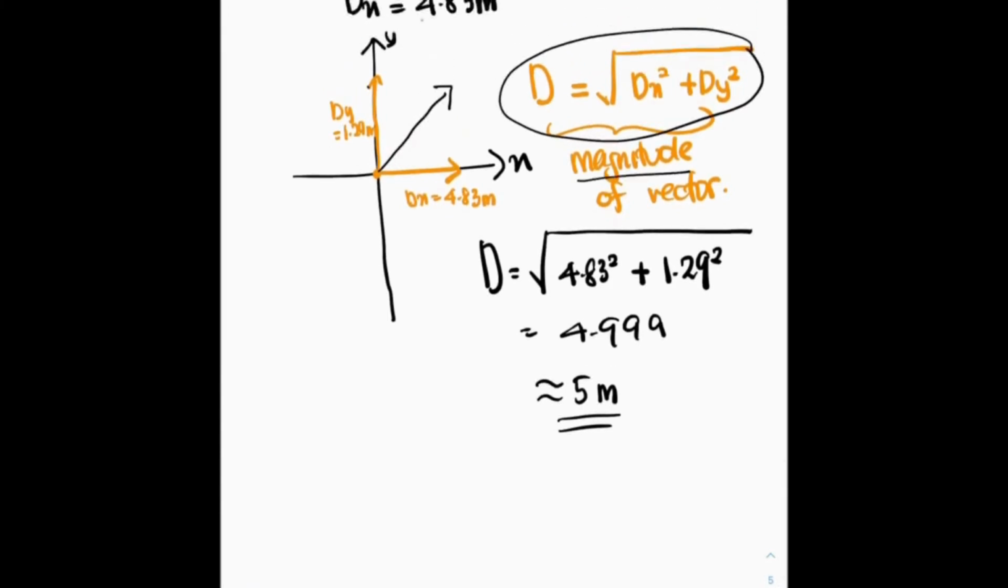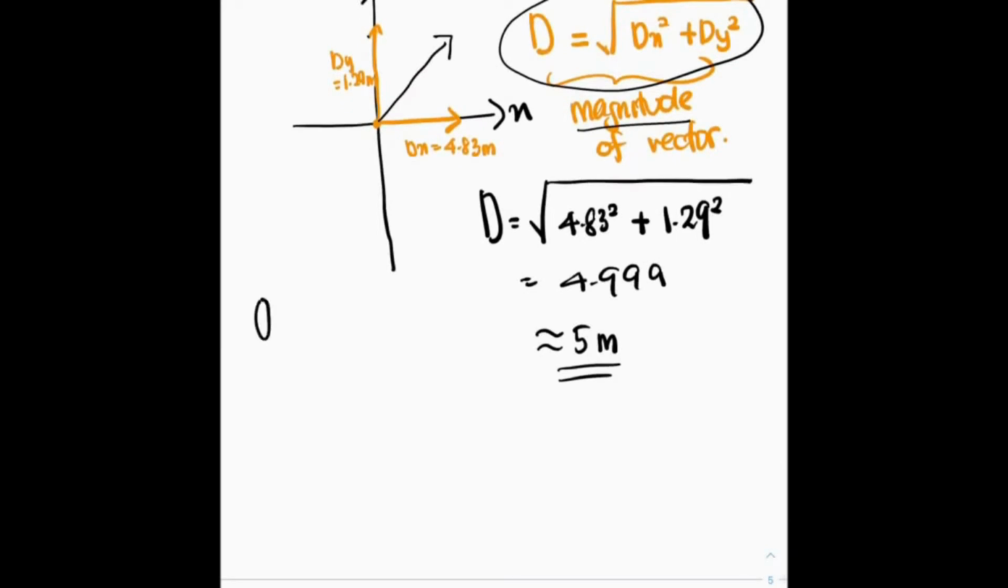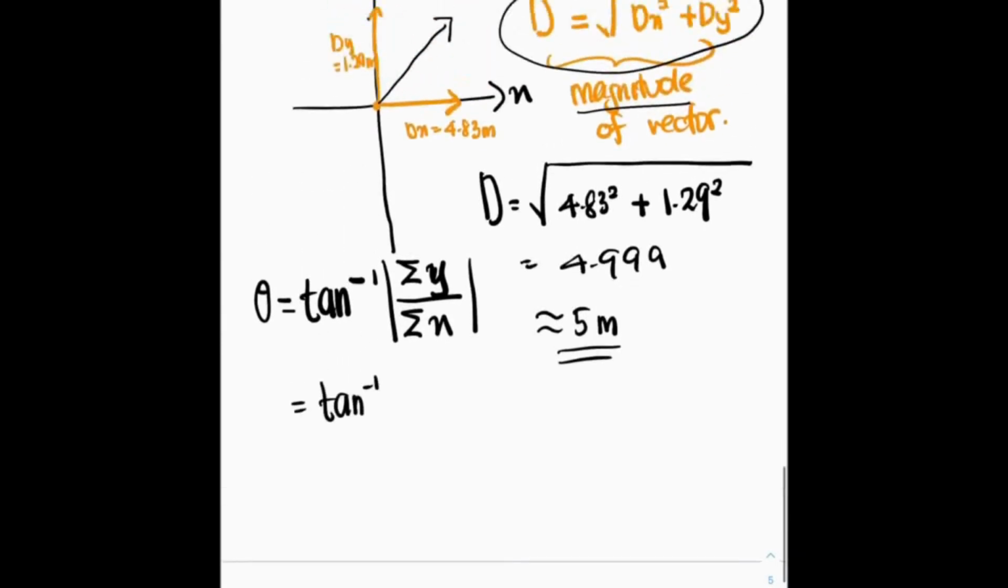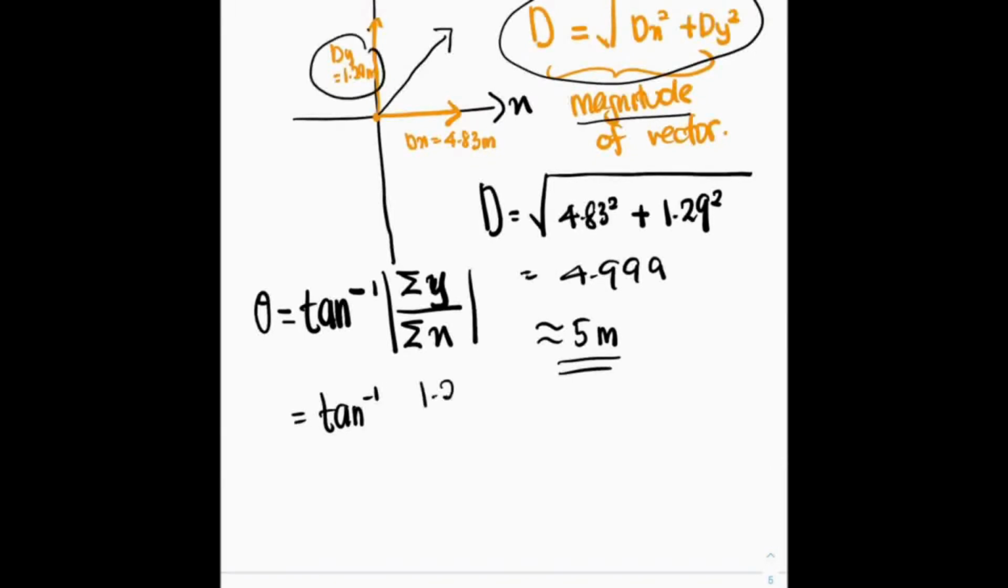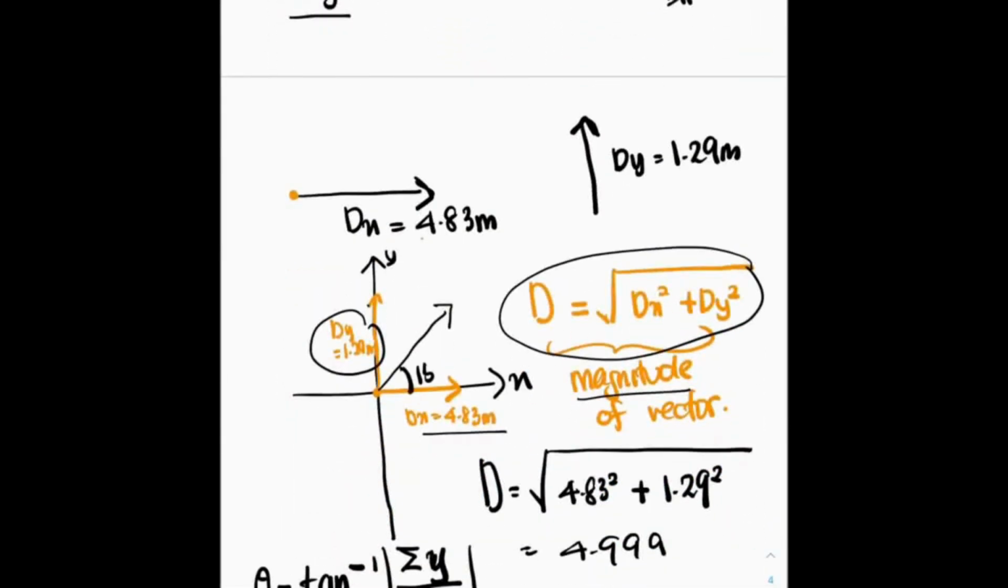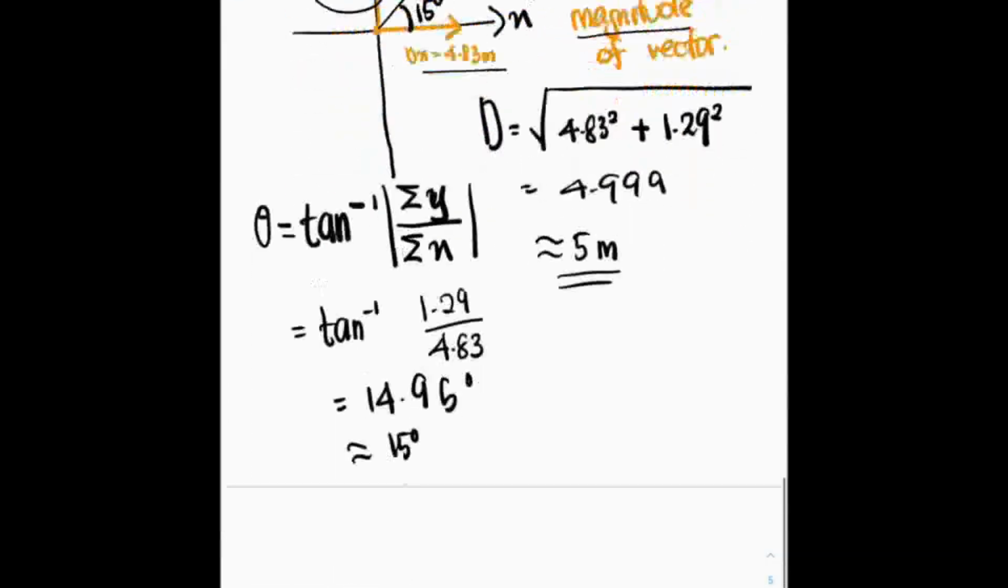However, since this is a vector, you have only managed to find the magnitude. You have not yet found the direction. So to find the direction, we use this equation, that is shift tangent. Theta equals shift tangent of the summation of y component over the summation of x component. So your shift tangent of summation of y, whatever value you have along y, 1.29, divided by summation of x, whatever value you have along x, 4.83. 1.29 over 4.83, shift tangent answer. So you're going to get 14.95 degree. If you round off, you're going to get 15 degree, which is actually the same as above, 15 degree, and this is 5 meter.